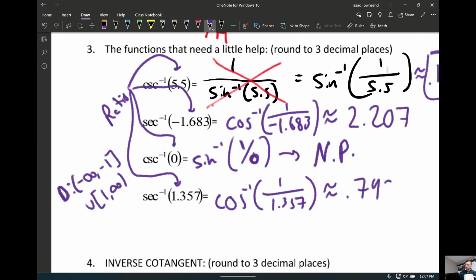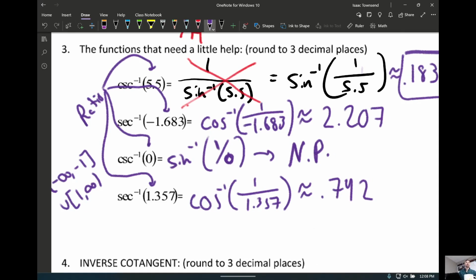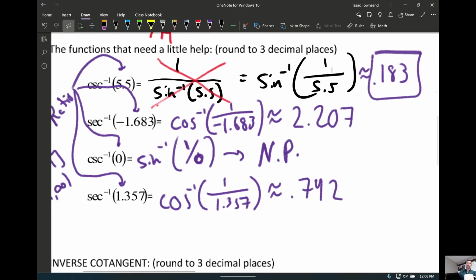Okay, take just a second to make sure you end up with these answers as well. Everybody okay with those? Okay, the last one is the trickiest by far. Everybody ready to move on to the last section?